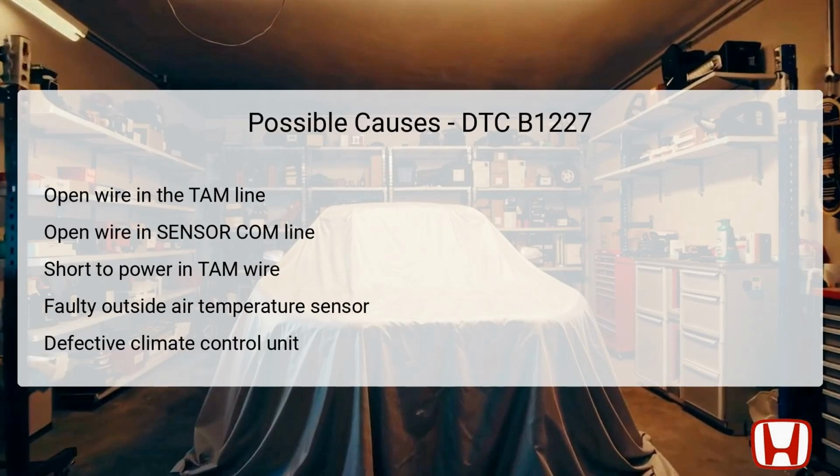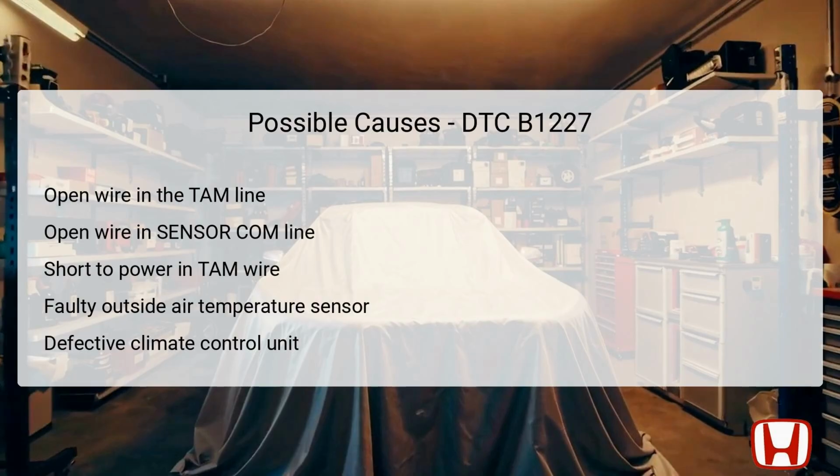Analyzing potential causes of DTC B1227 reveals several possibilities. First, an open wire in the TAM, temperature acquisition module line, could prevent signals from being transmitted accurately, leading to the circuit error. Secondly, issues with the sensor COM line could also contribute to this problem, indicating a breakdown in communication signals between components. Another condition to consider is a short to power within the TAM wire, which could create an overload situation, negatively impacting circuit performance.